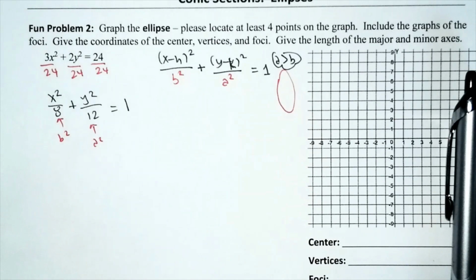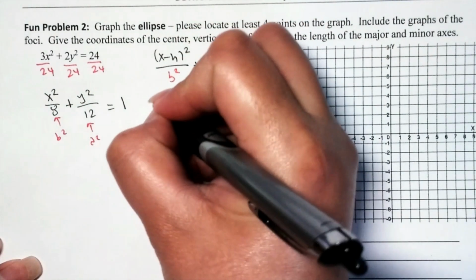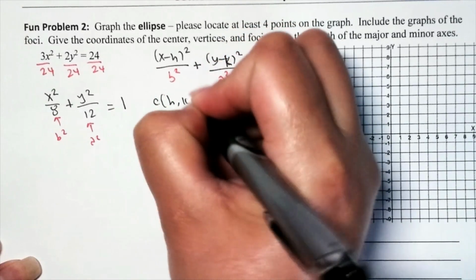For me, I want to identify the center. Again, our book stresses only ellipses centered at the origin, but we're going to pretend like we're surprised. So the center of the ellipse is given by the ordered pair (h, k).